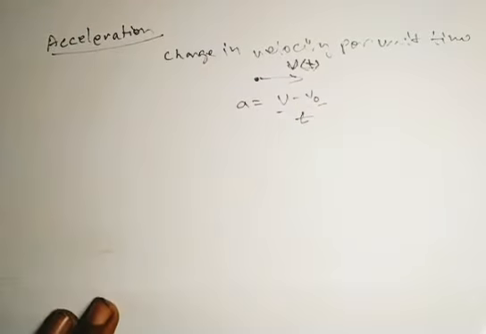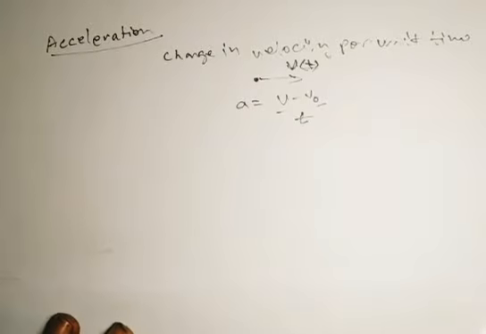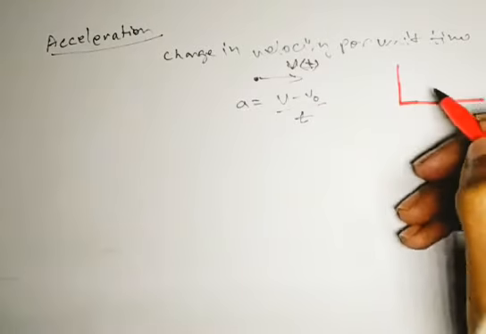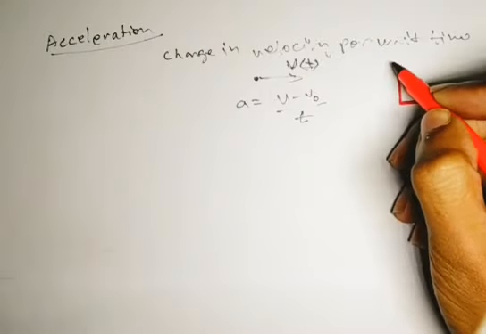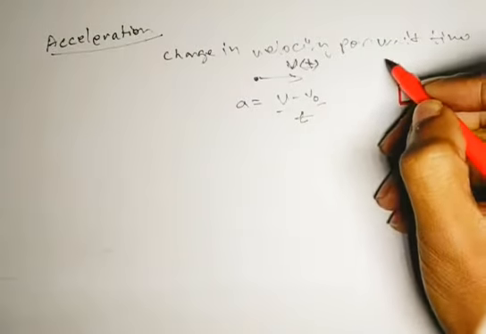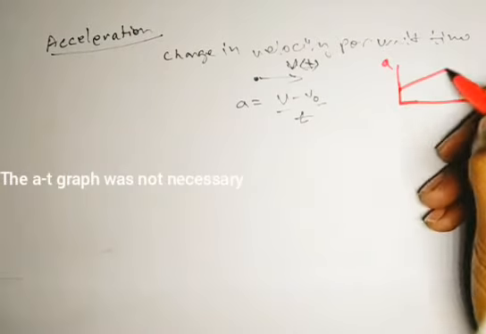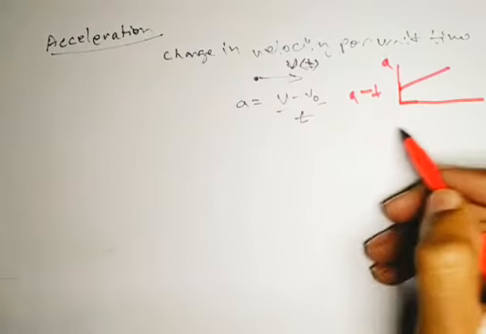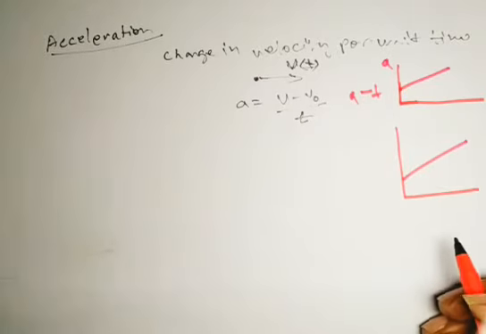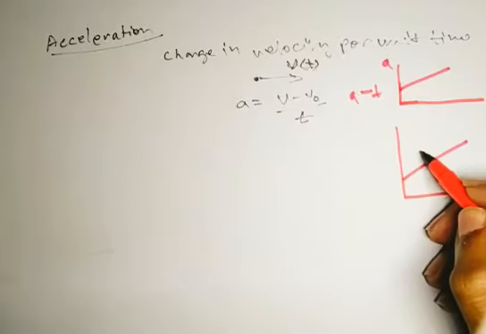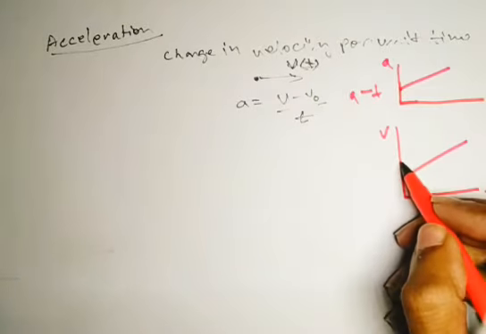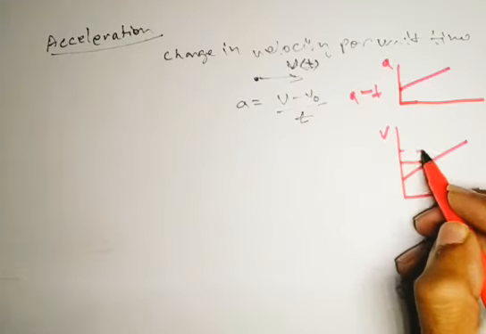and if we want to represent it in a graph, then we can say this is A and T, where this is an a-t graph, and if we want to understand acceleration, this is the change in velocity per unit time. So change in velocity per unit time.